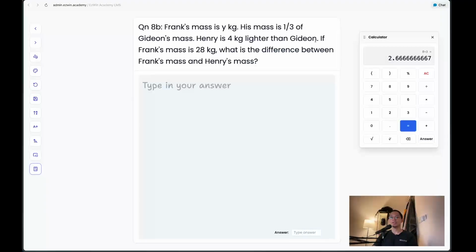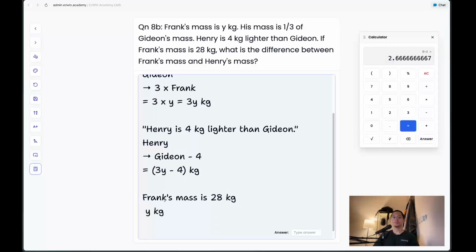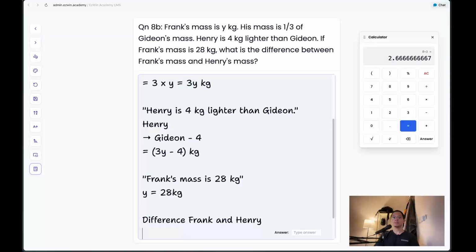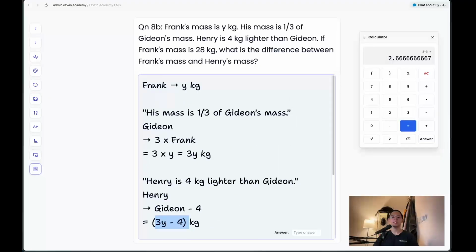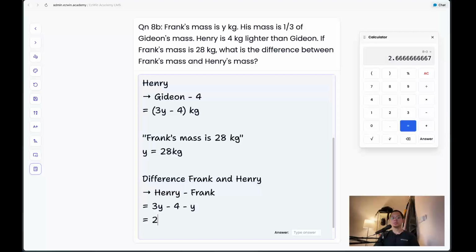For part B, if Frank's mass is 28 kg, what is the difference between Frank's mass and Henry's mass? So we know that Frank is y kg. Frank's mass is 28 kg, that means y is equal to 28 kg. So the difference between Frank and Henry would then be equal to 3y minus 4 minus y. Because Henry is 3y minus 4, and then we minus Frank. It's basically just Henry minus Frank. And this will be equal to 2y minus 4. So this is in terms of y.